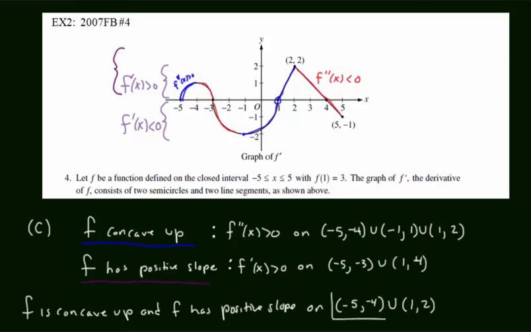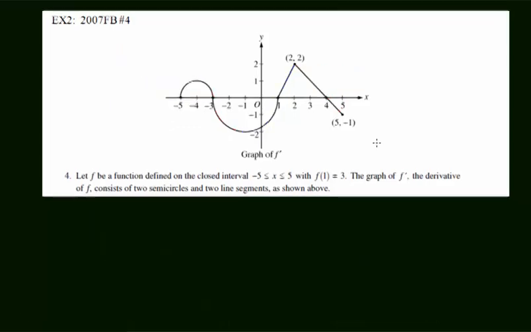Combining those to get our answer. Part D is going to require a little bit more work. They want to find the absolute minimum value of f over the closed interval -5 to 5. Explain your reasoning. The only way we can determine values of f is if they actually give us values. You can't tell from the derivative graph what the values of f are.